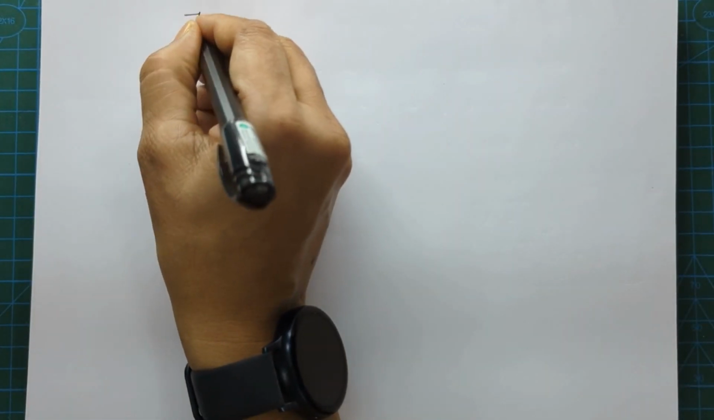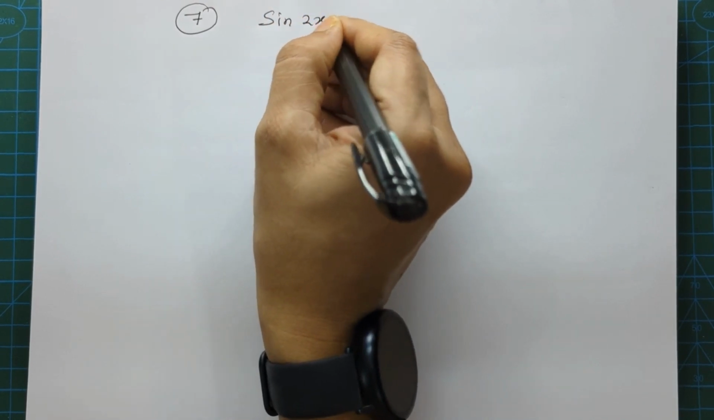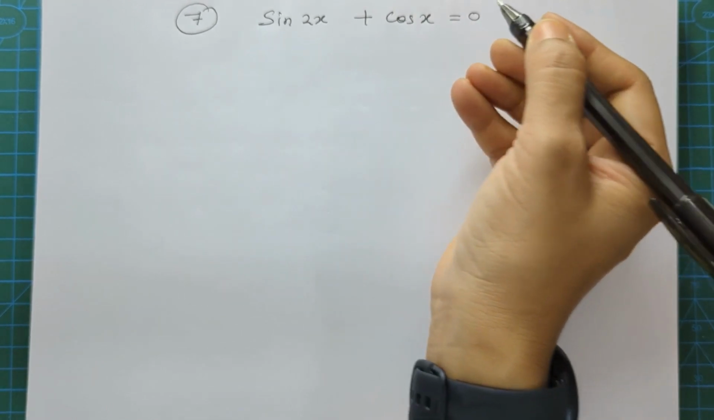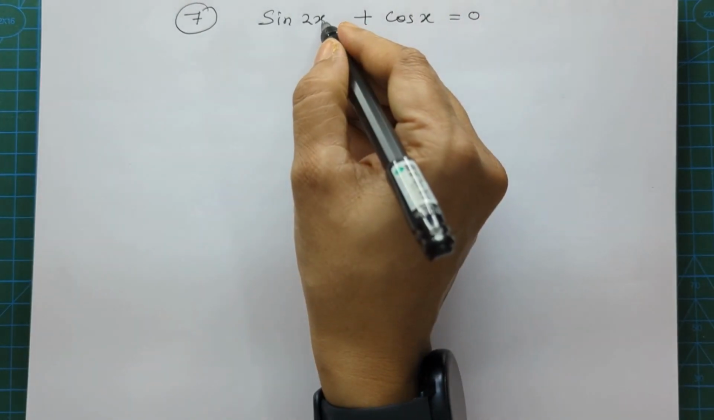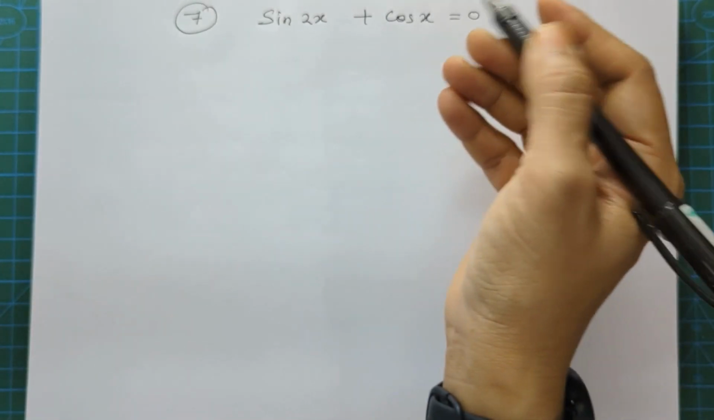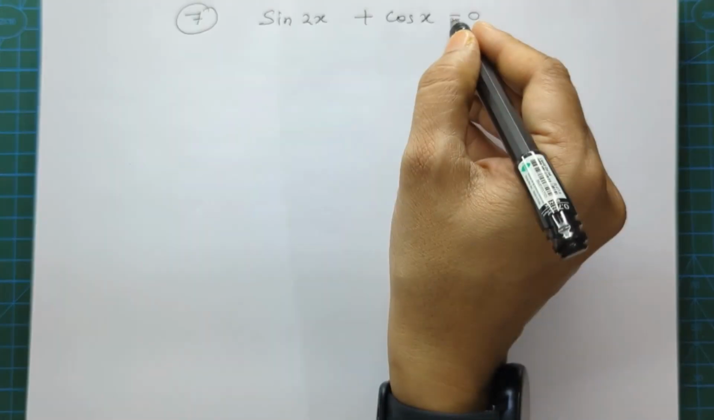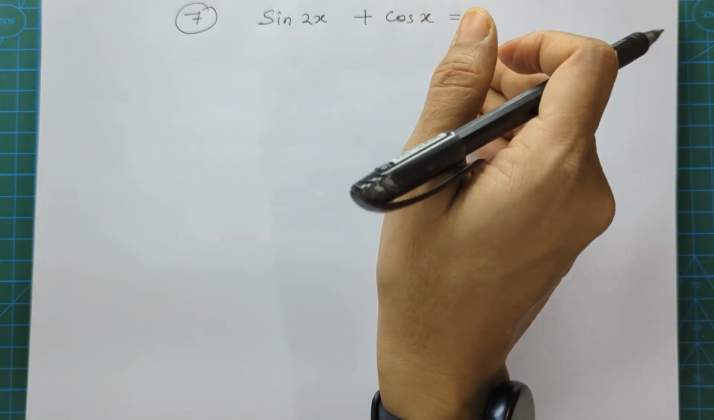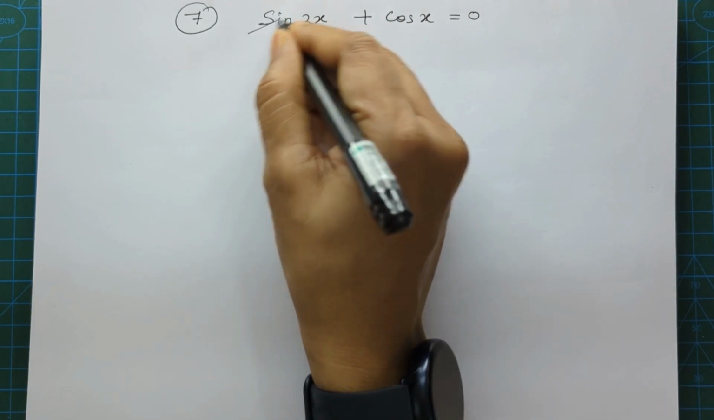Now seventh question is sin 2x plus cos x equal to 0, and we have to find general solution of this equation. Solution to this equation means a value of that variable here x, which is expressed as integral multiple of pi. Before solving this, we have to write this in form of sin x is equal to sin y, or cos x is equal to cos y, or tan x is equal to tan y to get that general solution. So first we have to simplify.